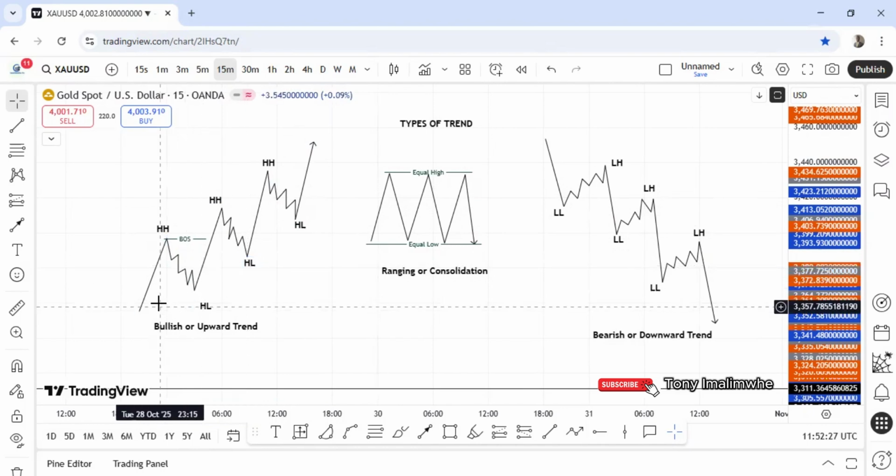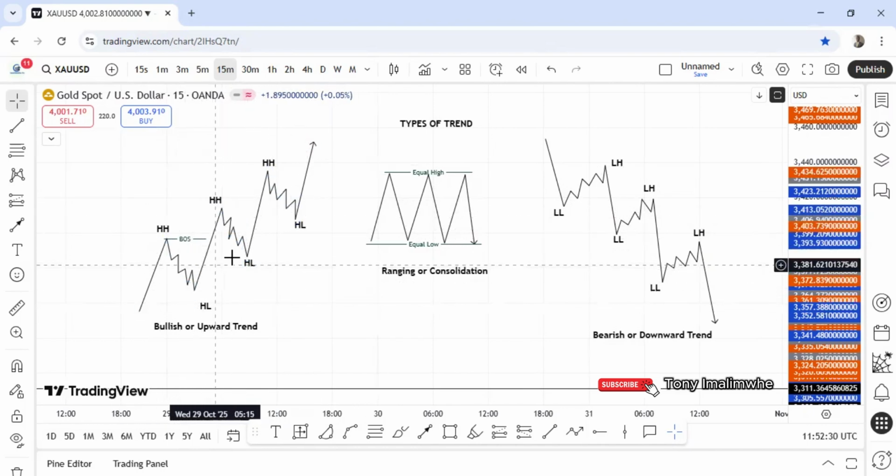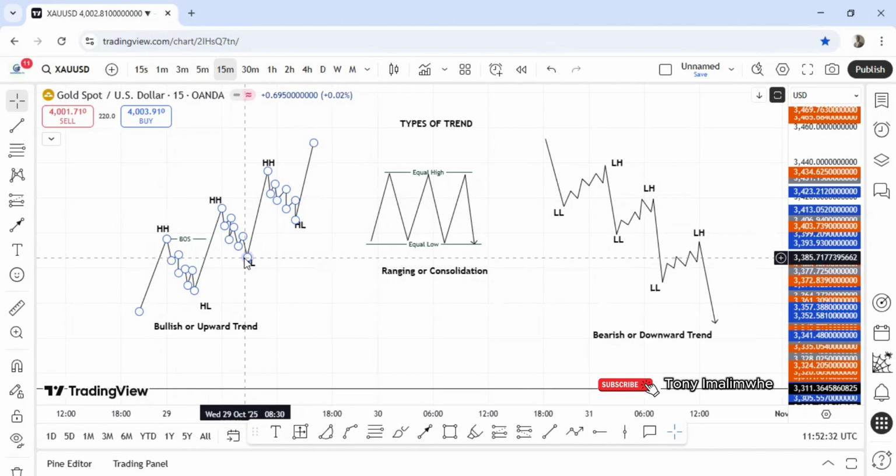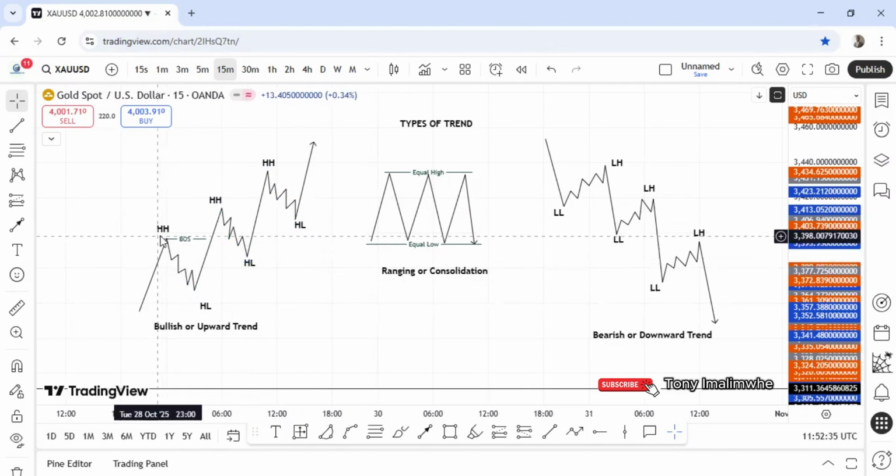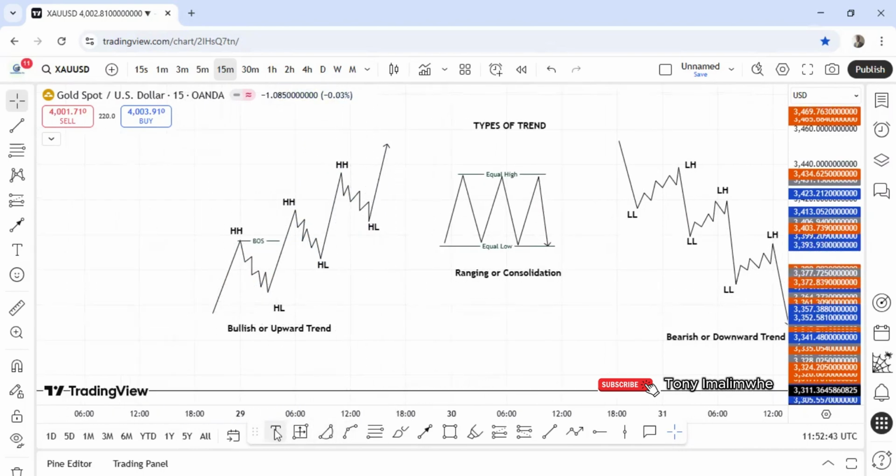But for a beginner in a bullish trend, what you should be looking out for is a buy opportunity in the market. When price breaks the previous high, this is a break of structure. We call this break of structure BOS. Price broke above this price level, went above, so it's a break of this structure to the upside. That is what we call BOS.